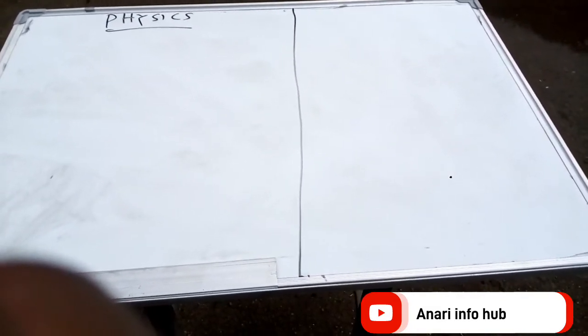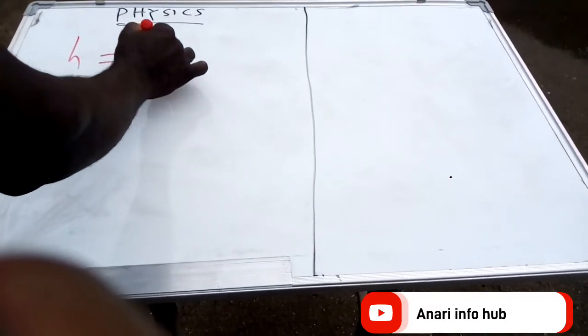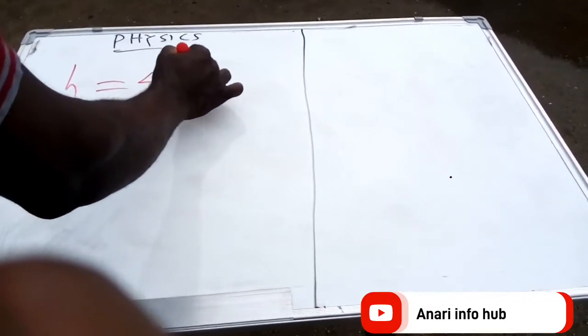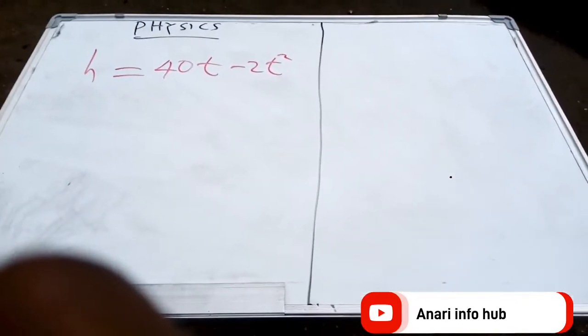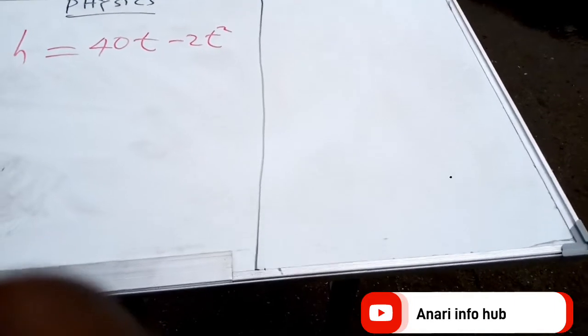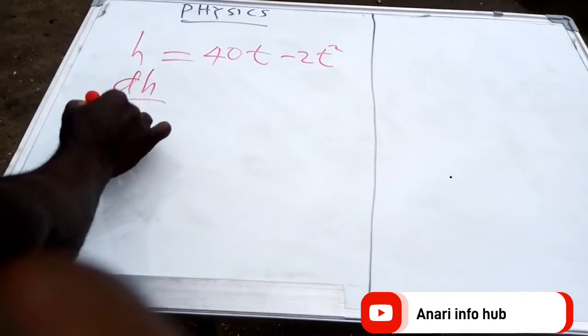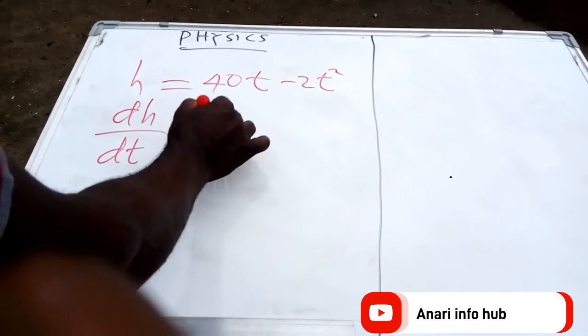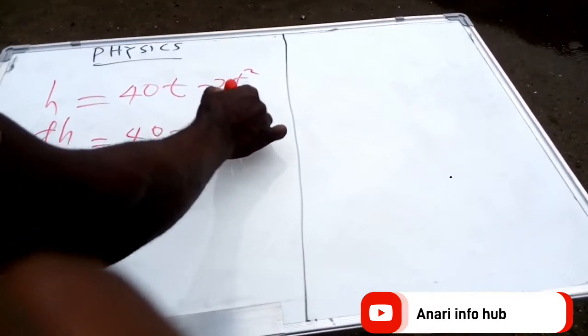Okay, viewers, let's attempt that question. We're given that our h is equal to 40t minus 2t squared. Now, if I differentiate this, I have dh/dt equal to 40 minus 4t.